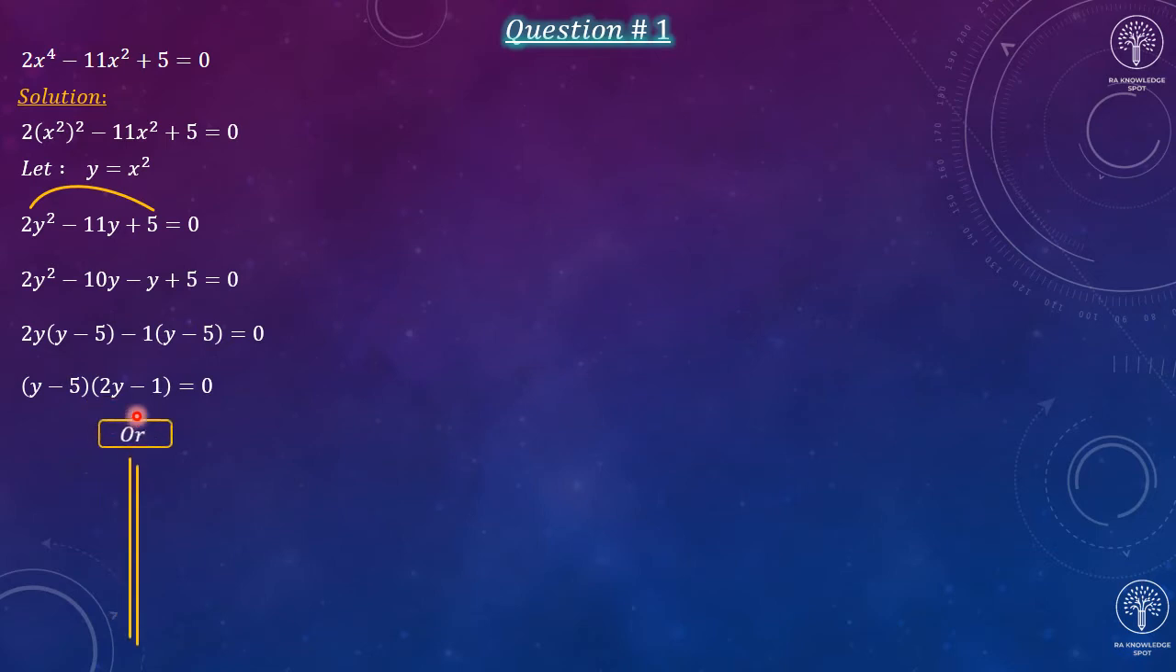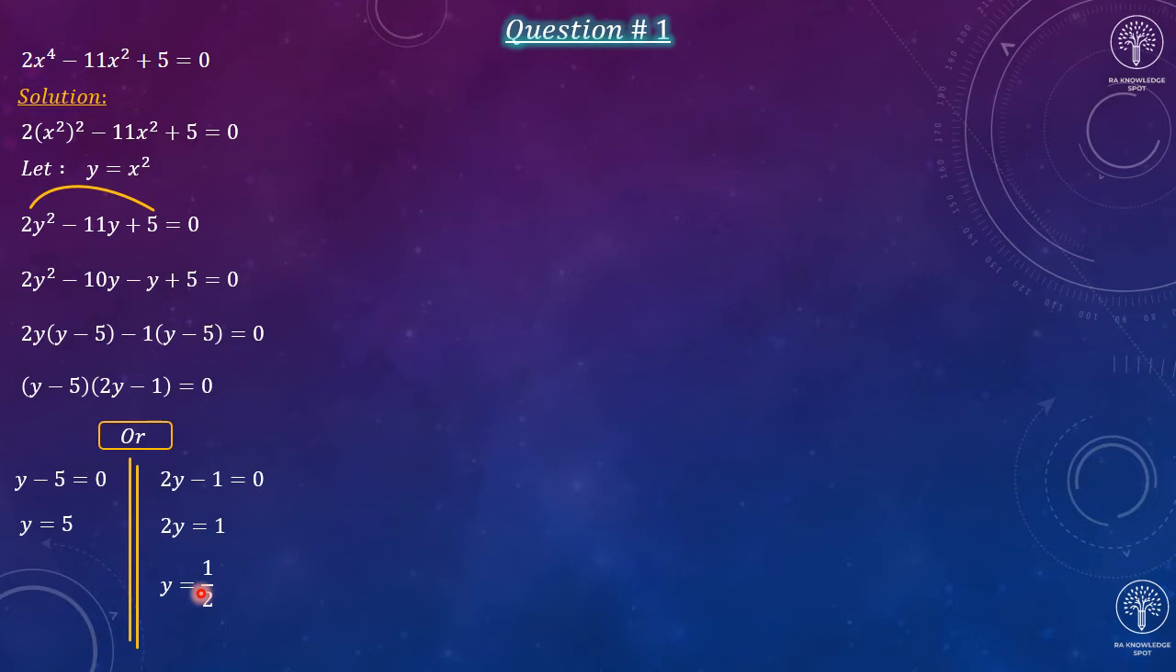Then there are 2 ways, because when you multiply the 2 numbers and in return you are getting 0, it means 1 by 1 we will say y minus 5 is equal to 0, and then this negative 5 will change to the other side, we will change the sign. Then 2y minus 1 is equal to 0, and 1 will change to the other side, it will be positive. Then 2 is multiplying, on the other side it will be divided.